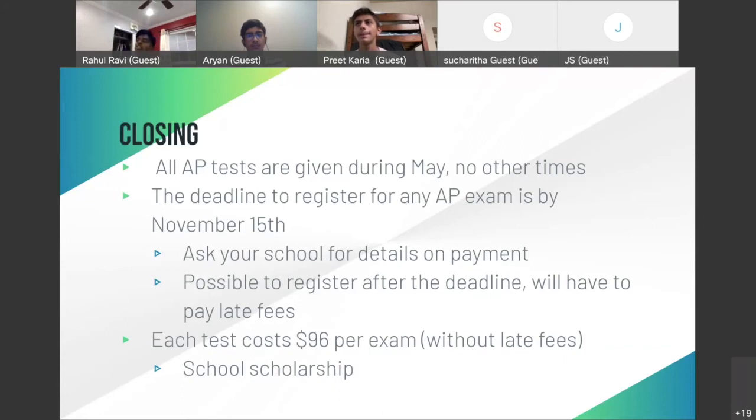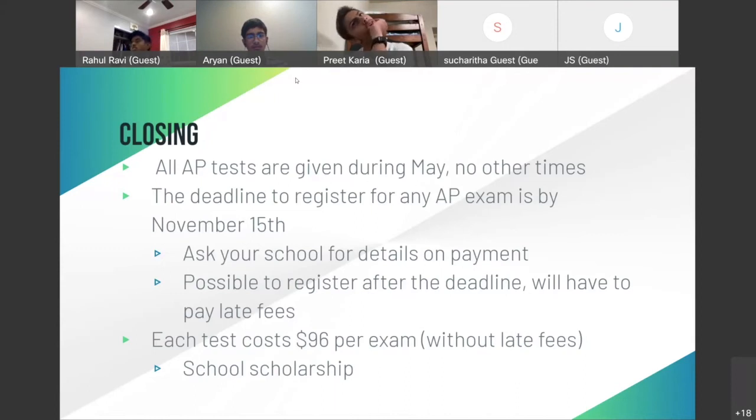Although it is optional, it is highly, highly recommended to take the exams as well. So be sure to do that, unless you have a reason not to. And if you don't do well, there's no reason to worry too much about it. I think Aryan mentioned earlier in the presentation that the AP exams are not a make or break factor. If you get an A in the AP course, that's great in itself. And a 3 is still a good score, so you shouldn't stress too much about a 3, 4, or 5.